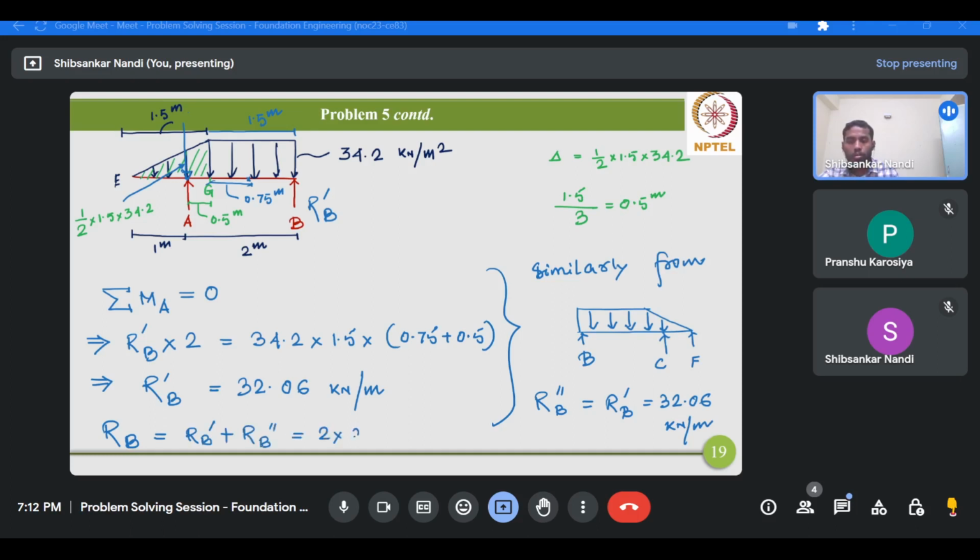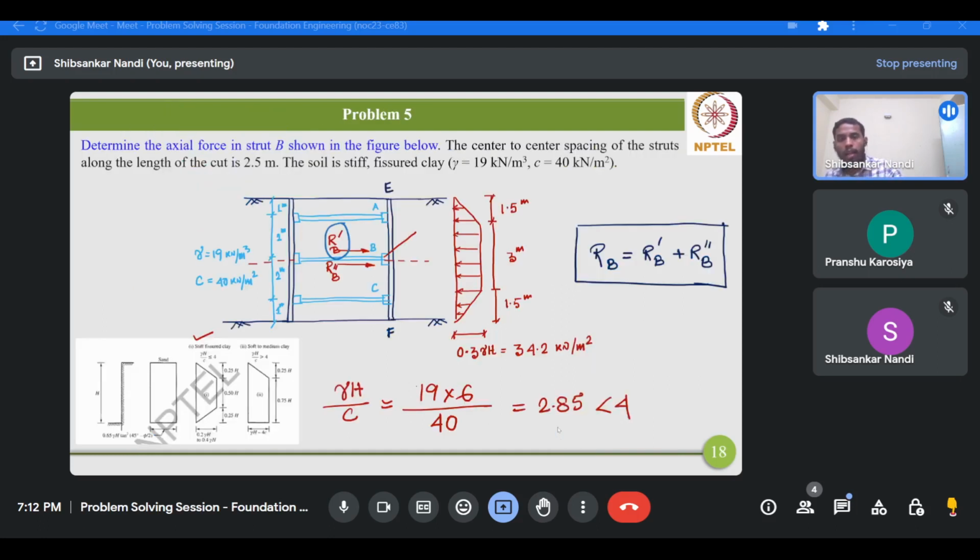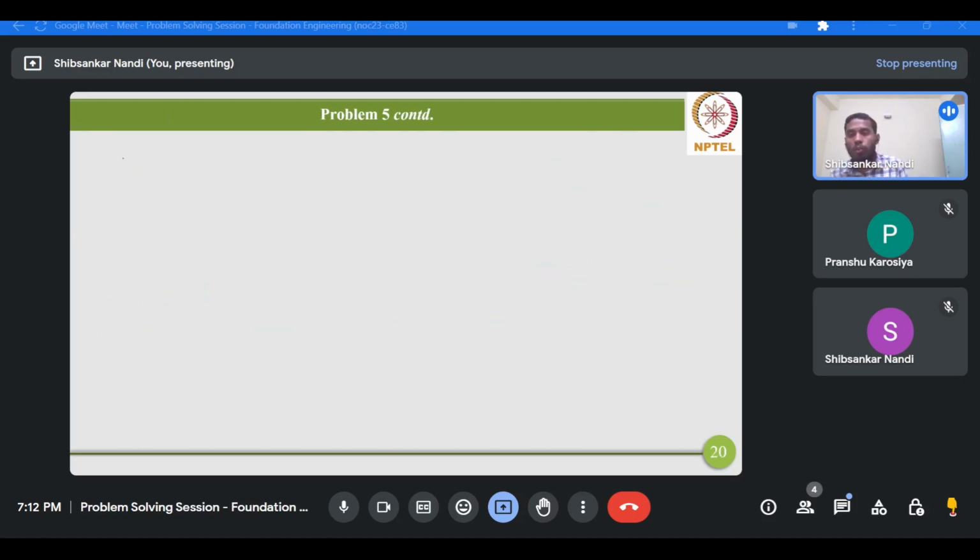So 2 into 32.06, therefore 64.12 kilonewton per meter. Now this is the force per meter, and if we try to get the total force, we have to multiply this per meter force with the horizontal spacing. Now what is the horizontal spacing? The horizontal spacing is 2.5 meter. So the total force AP, you have to multiply this RB with the horizontal spacing SH.